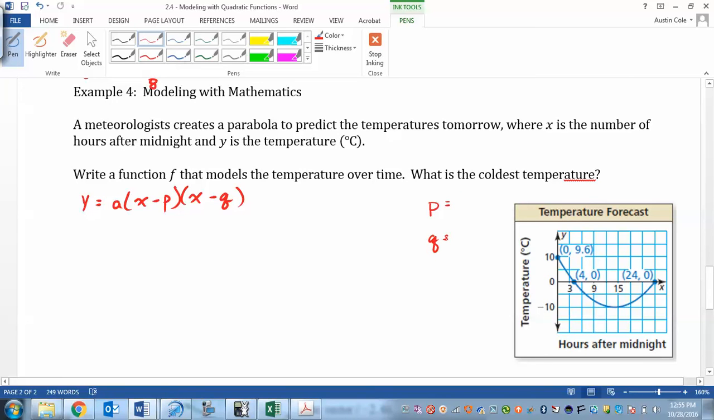Just so we're on the same page here, P is 4 and our Q is 24. So that means when we plug them in, we'll have to switch our signs. My y here is 9.6 equals a times my x is 0. There's x, there's y: 0 minus 4 and 0 minus 24.